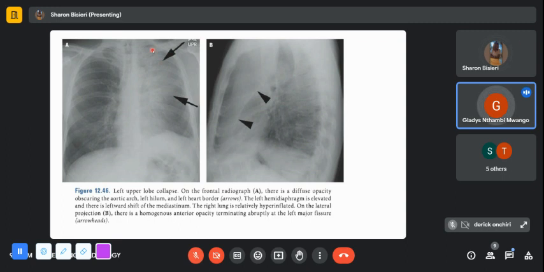What is happening at the aorta? It's not silhouetted. So this goes to show that it's... I need somebody in the class to tell me what the sign is, because I think we covered this. Yes, we covered the silhouetting of the left heart border. But let's go to the aorta.